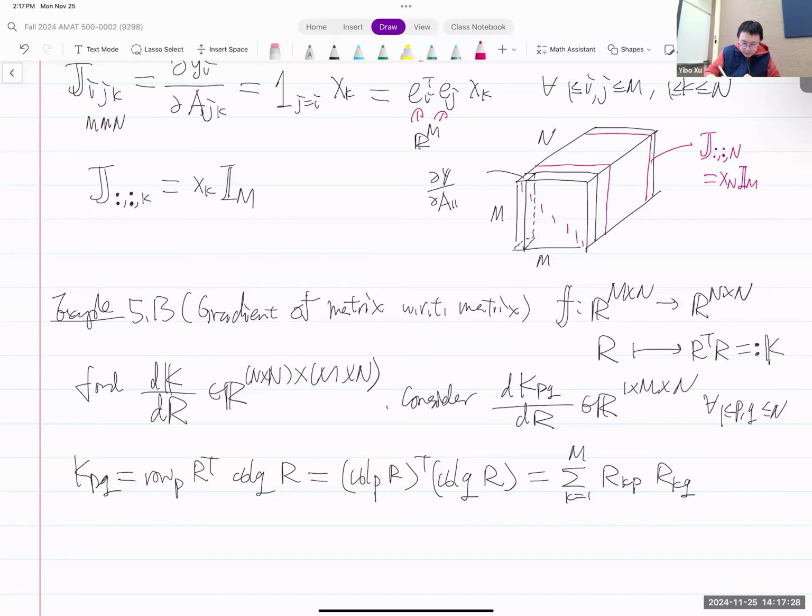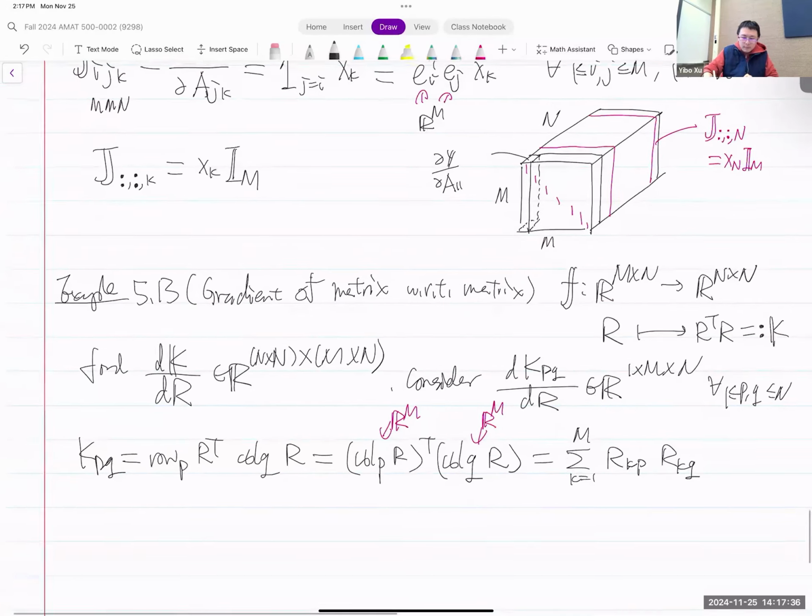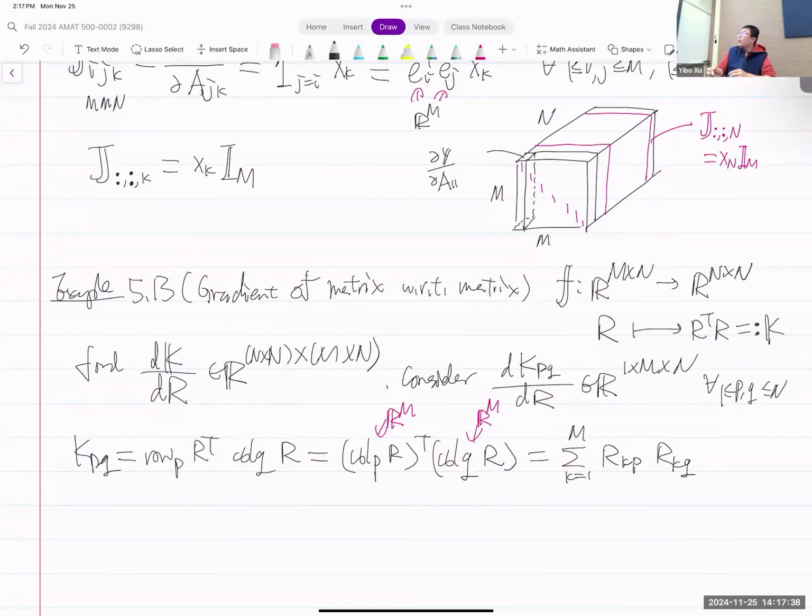Each of these vectors is in R^m. This is really similar to before, when it was Ax, a matrix multiplication. Here it is R transpose R, a similar matrix multiplication. What do we see here? The first index k of each term goes from 1 through m, covering everything, but the second index is about the columns, which are fixed at P and Q.